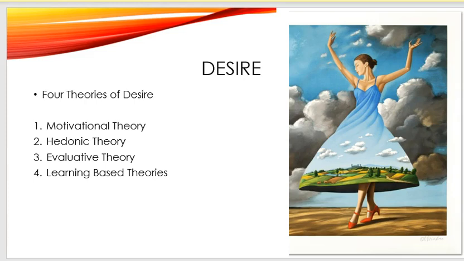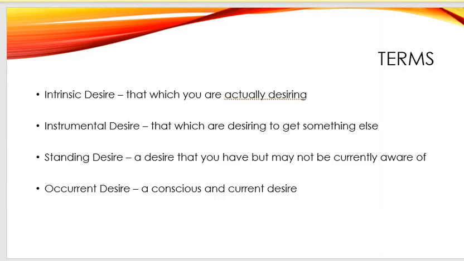Before we get into the motivational theory for today, it's important to get some terms straight that you'll be seeing in the reading. The first one that you'll be seeing is intrinsic desire. And intrinsic desire is just that which you're actually wanting. An instrumental desire is something that you want in order to get the intrinsic desire. Let me give you an example.